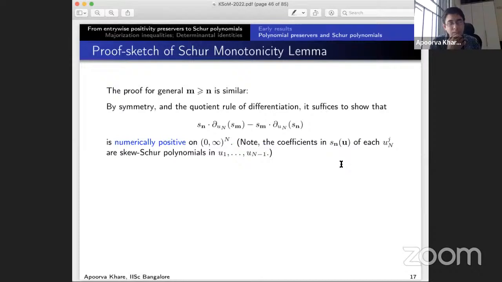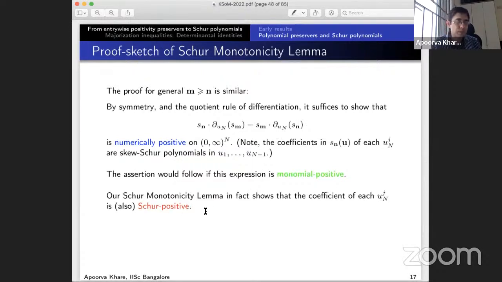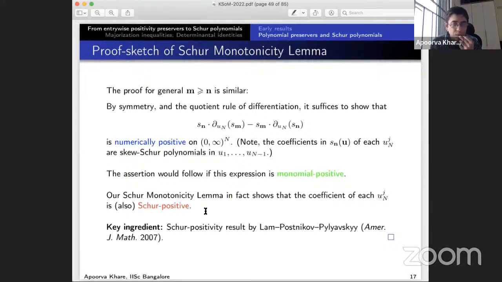And that's the same thing that happens in general. So by symmetry and the quotient rule, it suffices to show this for a general capital N number of variables. And these coefficients turn out to be skew Schur polynomials inside the Schur polynomial, but they also turn out to be the same thing inside this expression. And it would follow if this expression was monomial positive, but in fact it's Schur positive as well. And the key behind that is a result of Lam, Postnikov, and Pylyavskyy in 2007. This result itself was a refinement of results of Marx, Kandera, and others.